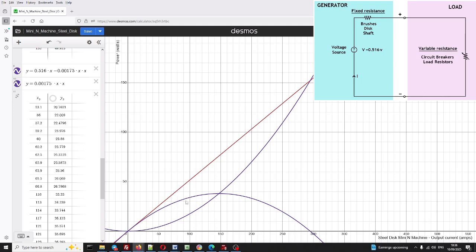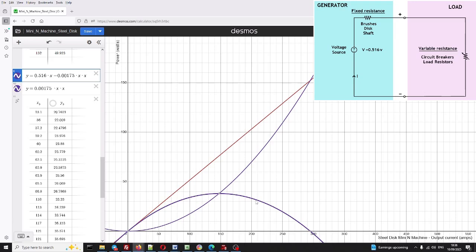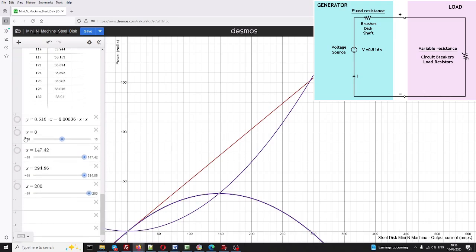Now the power going to the load is the actual usable power which could be used in the real world to power electrical devices. If the load resistance is infinite, i.e. at open circuit, we are at this point on the curve. The middle point on the curve here occurs when the fixed machine resistance equals the load resistance, and this point here is when the load resistance is zero, i.e. in a short circuit situation, and you cannot go beyond this point.